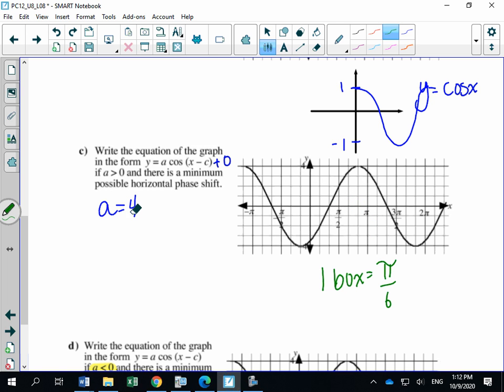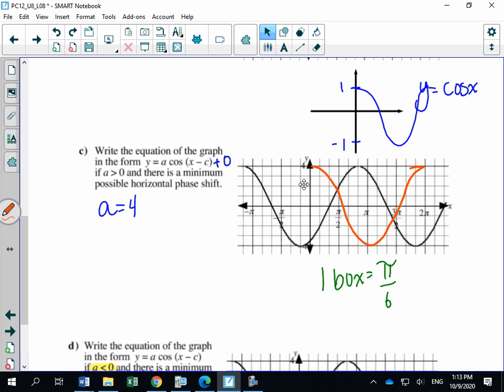Okay, so now that we have the amplitude, we have to figure out the phase shift. The phase shift is the one that you have to give a bit of thought. I'm going to trace the cos graph. It looks something like this. And remember that it undergoes a stretch first, then it undergoes a translation. So this graph here is my original cos graph after I apply a vertical stretch of 4. This is what my graph would look like.